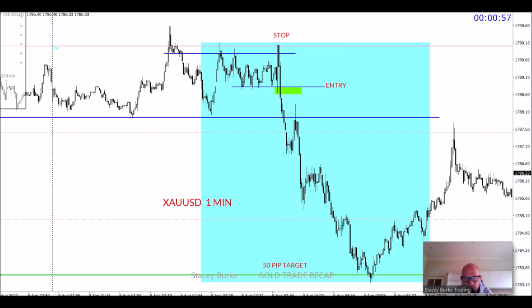Now, before that move happens, as we get towards the end of the hour, I'm already thinking timing-wise, we're at the end of the hour. We're at the end of the hour. Anything that breaks down underneath is my entry on this trade.